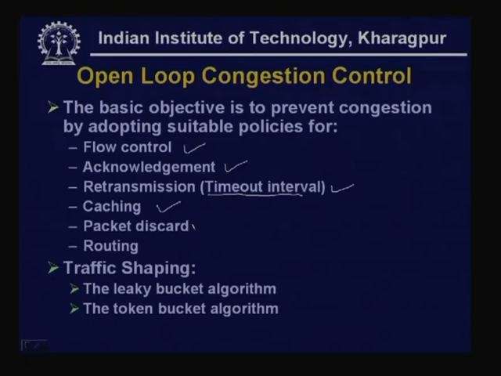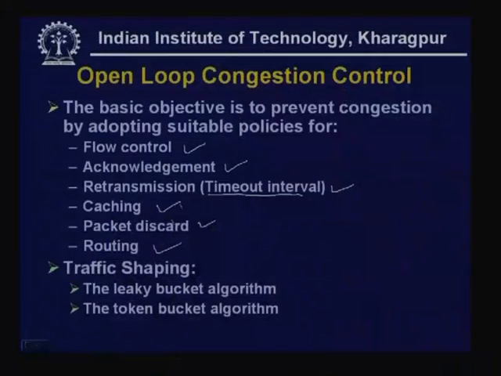Then the packet discard policy. The discard policy will also decide how the congestion is controlled; we shall discuss it whenever we come across the packet discard policy. And the routing techniques that we have discussed, for example, flooding, increases the number of packets in the network. The traffic increases in an unbounded manner. So, if flooding is used for routing, then it may lead to congestion. So, by adopting a suitable policy in routing, the congestion can be prevented.